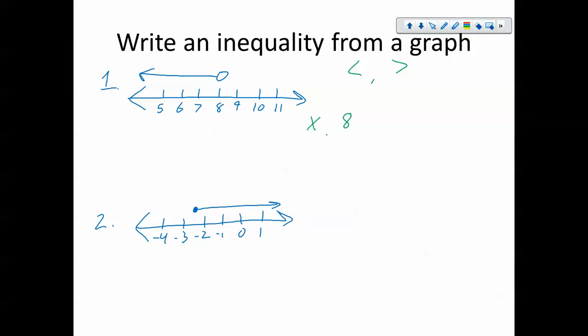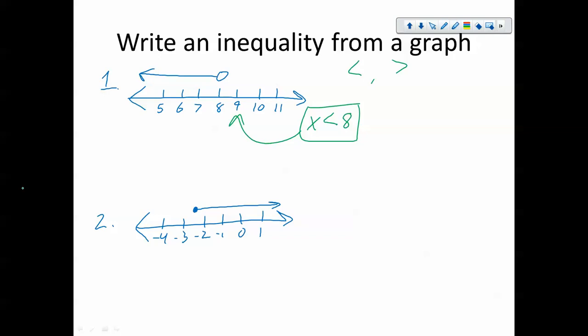If this is x, then what's the symbol that goes in the middle? It's the one that shows x being the smaller number, which is less than. I'm going to erase this so you don't think that's less than or equal to. So that's the inequality that represents this graph, because x is a number smaller than 8, and this arrow shows all of the numbers being smaller than 8.